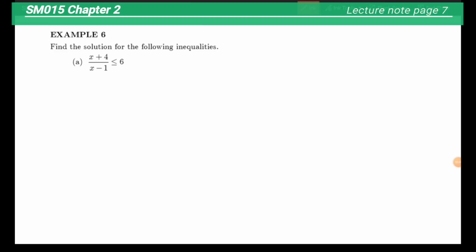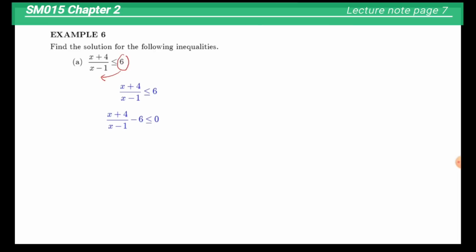For example 6, you may refer to our lecture notes on page 7. Find the solution for the following inequalities. We have here (x plus 4) over (x minus 1) less than or equal to 6. To solve rational inequalities, we need to make sure that there is a single rational expression on the left side of the inequality and 0 on the right side. From the question here, we can see that we have 6 on our right side. So we need to bring the 6 to the left side, so that we get 0 on our right side.